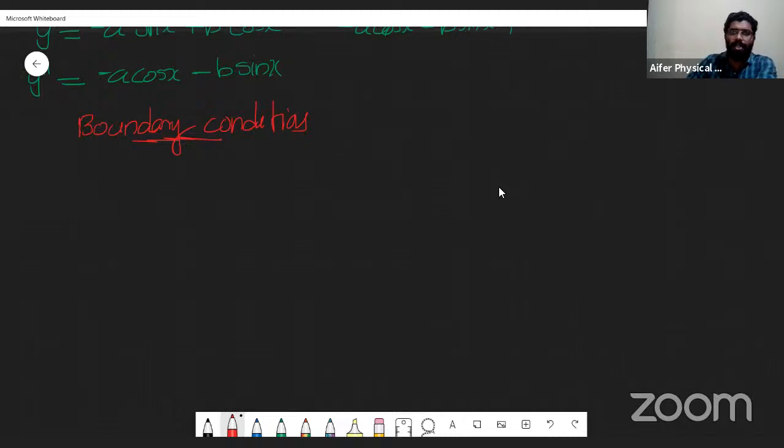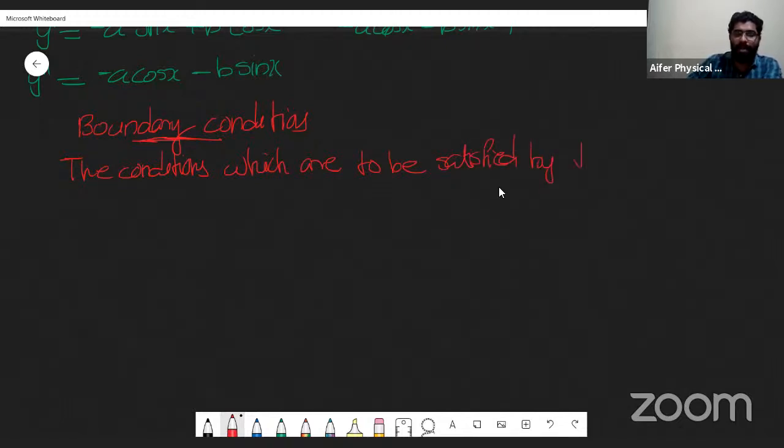What are boundary conditions? Boundary conditions are a set of values which are to be satisfied by a particular solution. Mathematically, this is the definition: the conditions which are to be satisfied by the particular solution.